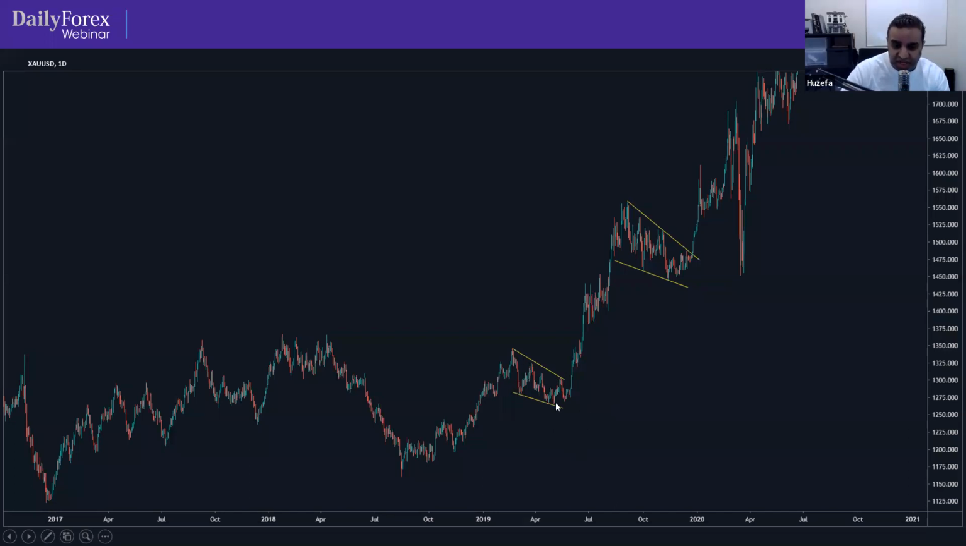But you can see two wedges. This wedge isn't that prominent, but when it eventually broke out, it just moved. There's no real big retrace here. And same with this big wedge that was made between 2019 and early 2020, but it just broke out massively and just kept moving up. And this is when COVID kind of just kicked in, in April.